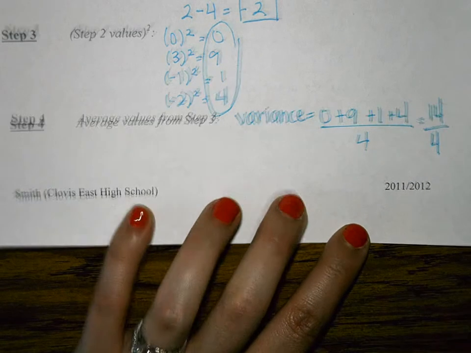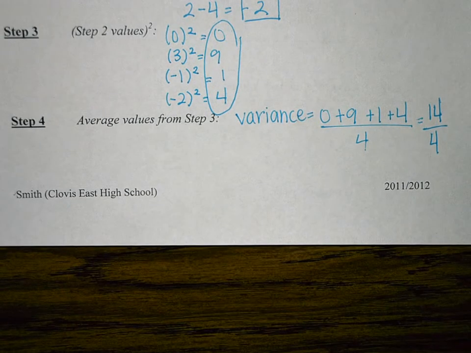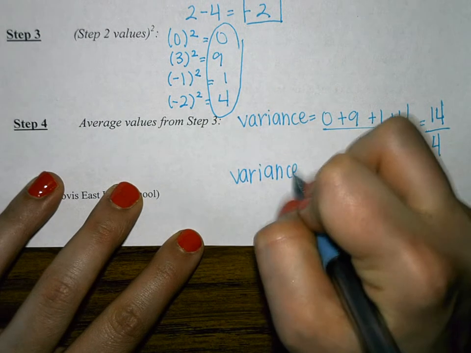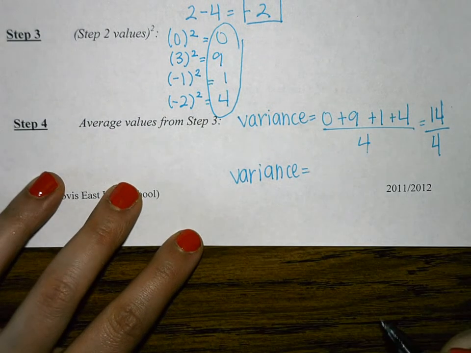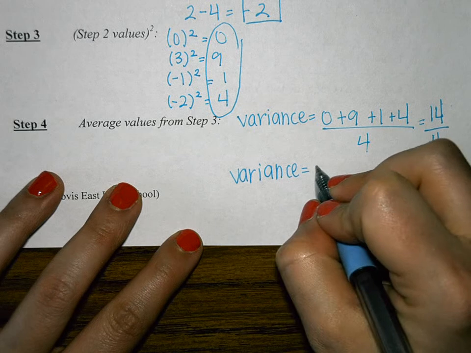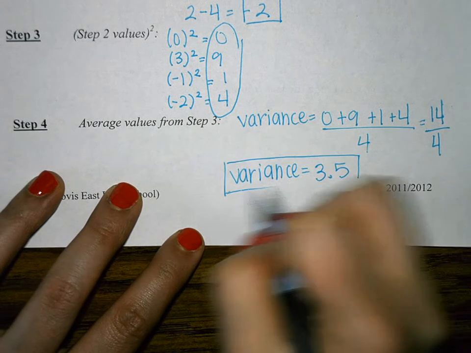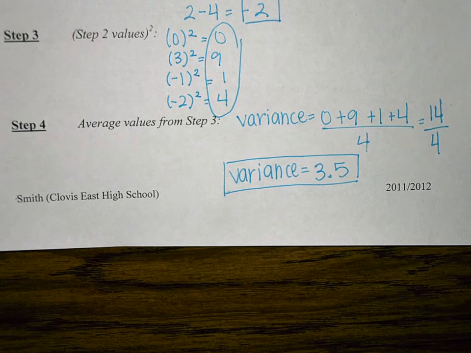And then actually with statistics we like to put things in decimals. So my variance is going to be 14 divided by 4, which is 3.5. If you ever get a decimal that continues to go on, round to the nearest 2 decimals for me. But this one actually comes out to exactly 3.5.